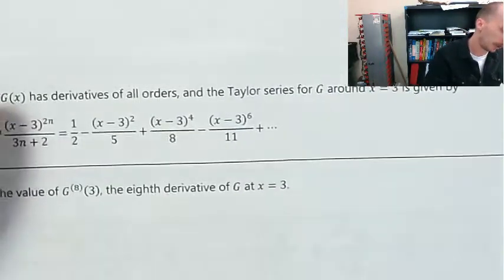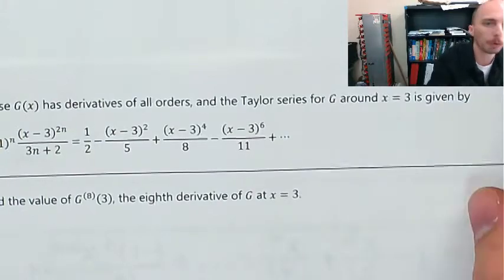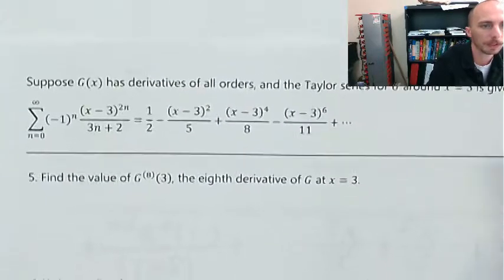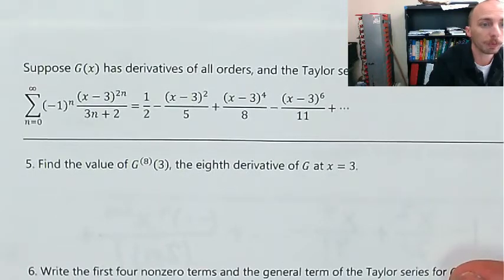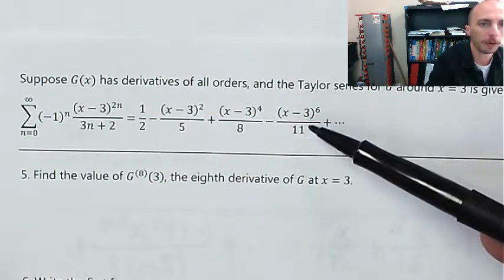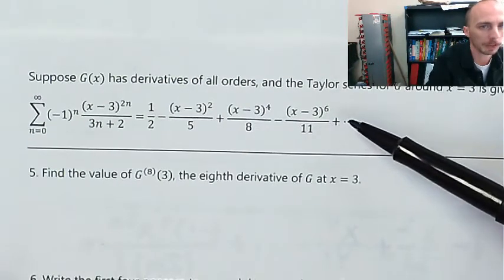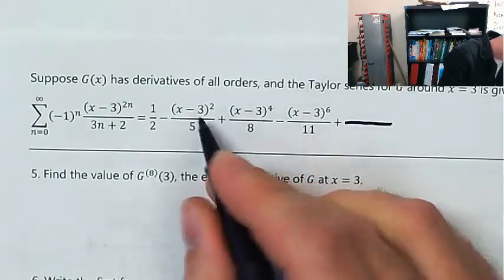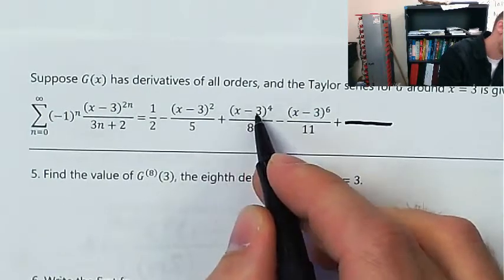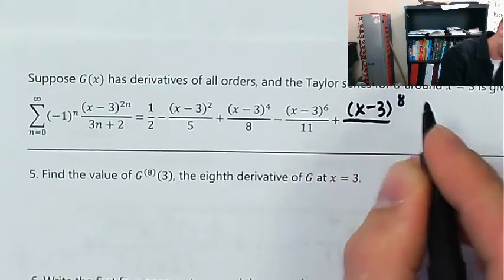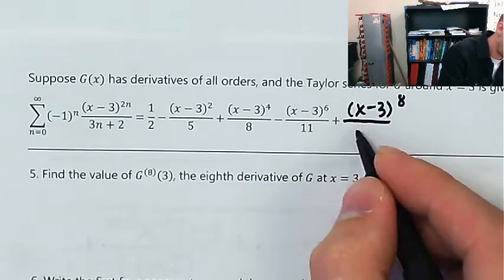Here we've got, suppose capital G has derivatives of all orders, and the Taylor series for G around x equals 3 is given by this. We're going to find the 8th derivative of G at x equals 3. I see two ways to go here. I could figure out what the next term would be. Looking at the pattern, each time I'm getting 2 more powers of x minus 3. So I'm going to have x minus 3 to the 8 divided by 14.